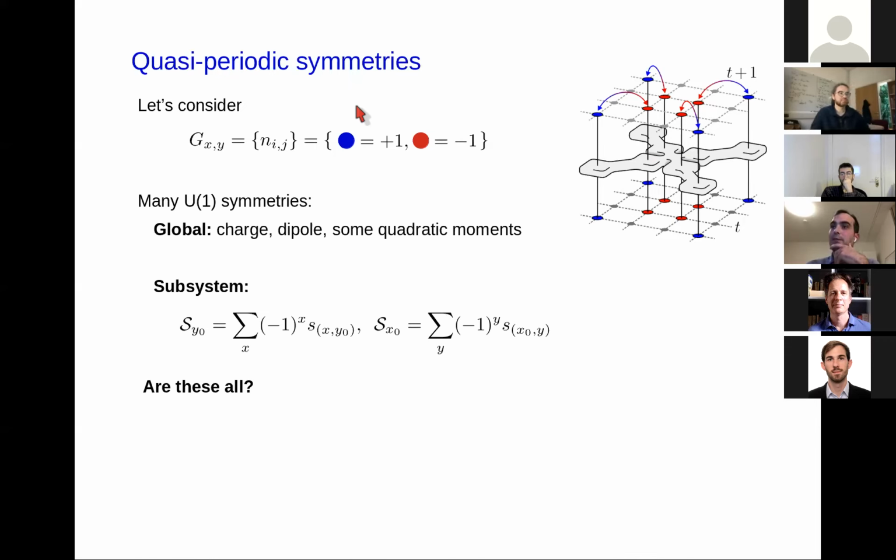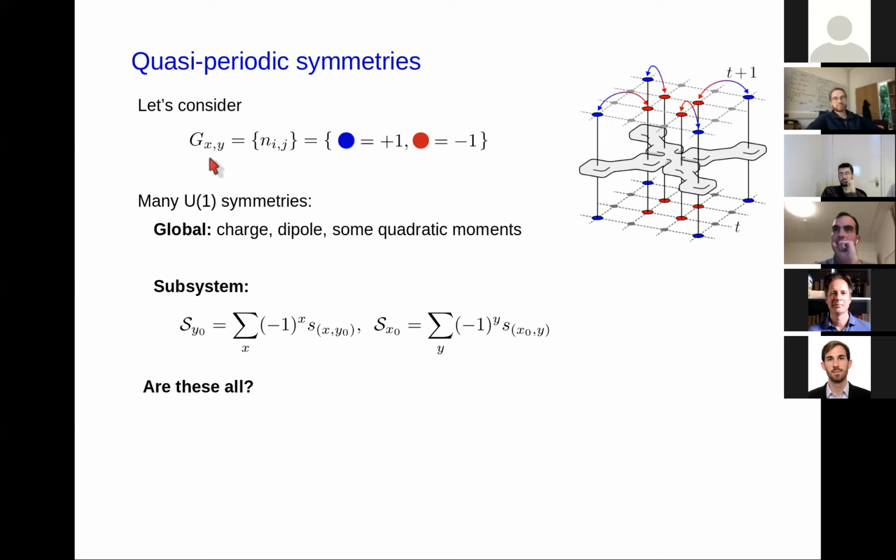First of all, the number of red and blue dots is the same, so total charge is conserved. If you look along the diagonal, this leads to symmetric rearrangements of the spins, which leads to dipole conservation in any direction. You can also show this system has some conserved quadratic moments, but not all. Also, if you look along a particular row and column of the system, you will find some subsystem symmetries.